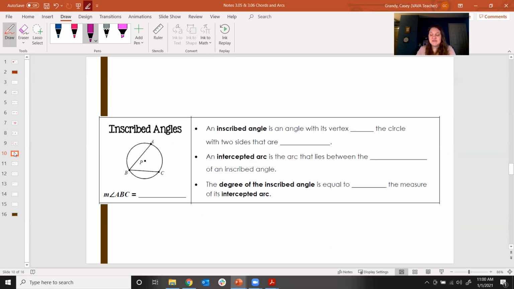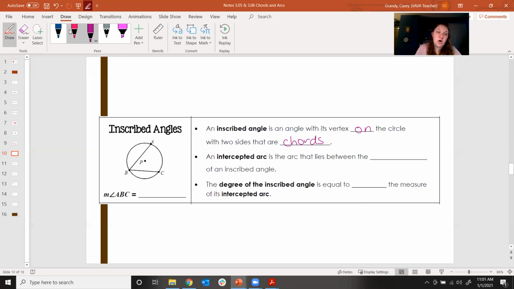We are going to talk about some inscribed angles. An inscribed angle is different than a central angle. An inscribed angle has its vertex on the circle, whereas the central angle had its vertex at the center of the circle. The two sides that make up an inscribed angle are called chords.